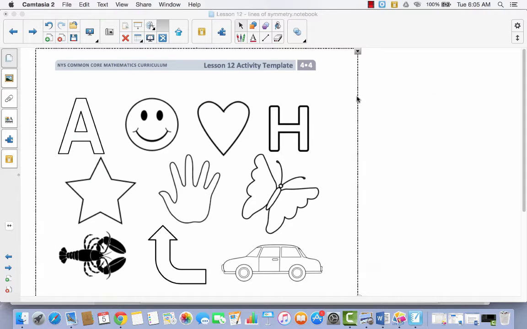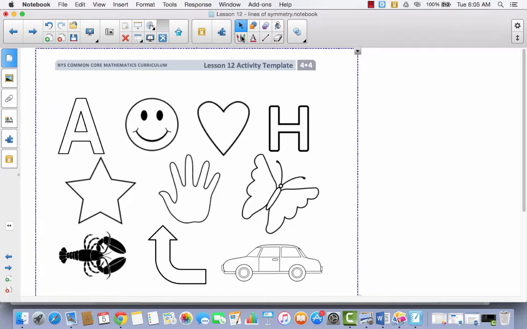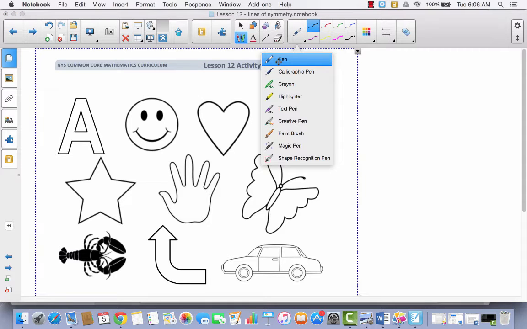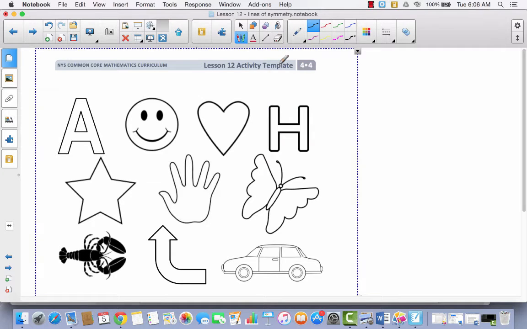Go ahead and get out your activity template, and at the top of it you're going to see all these different shapes. The first thing I want you to do is take a look at that A, and think to yourself, if I could cut out that A, which you could, but I don't think you'll need to, and you were going to fold it in half, is there a place where you could fold that A in half so that both sides would match up perfectly?